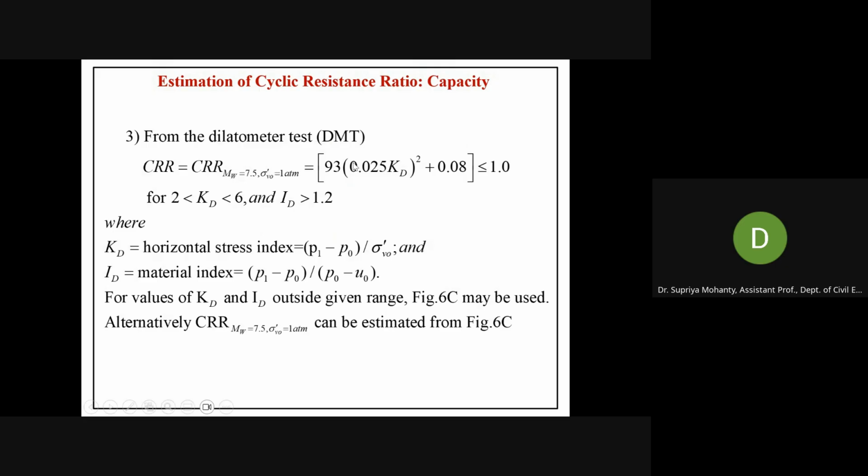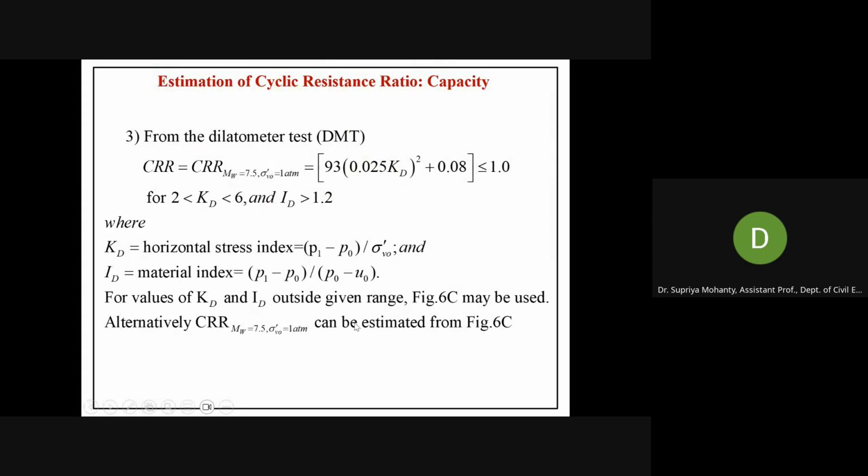So from the dilatometer test, this is also a means without a borehole; you can do this dilatometer test. Here we can get the pressure-volume relationship. From that, the horizontal stress index KD and the material index ID we can get. So depending on the KD and ID values, you can calculate the CRR 7.5, and the value is limited to 1.